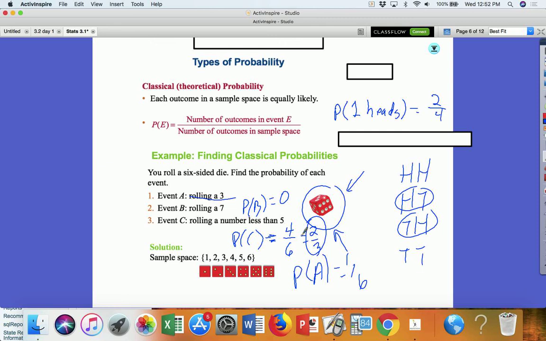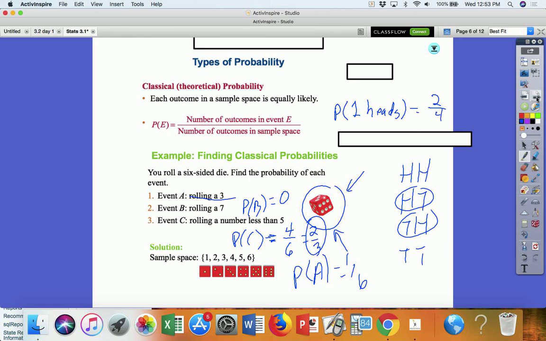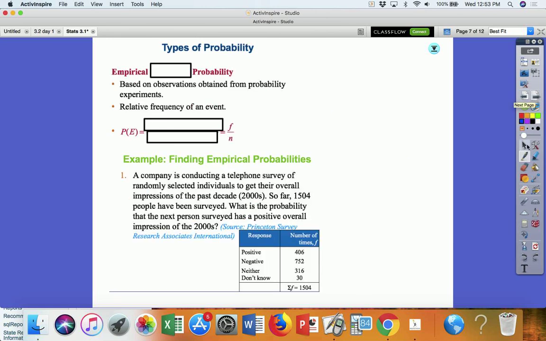So rolling less than a 5 is going to be a 4, a 3, a 2, or a 1. So there's 4 ways out of the 6. This is all theoretical probability. Now let's talk about empirical or statistical probability.